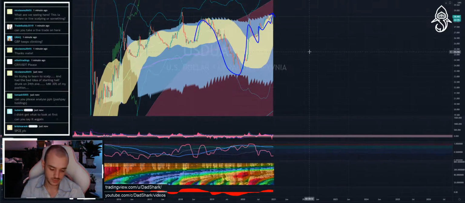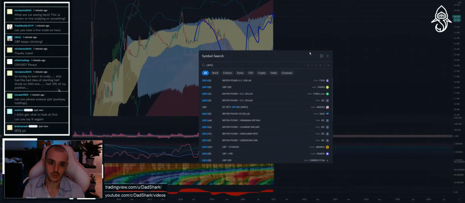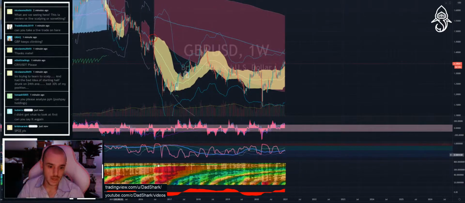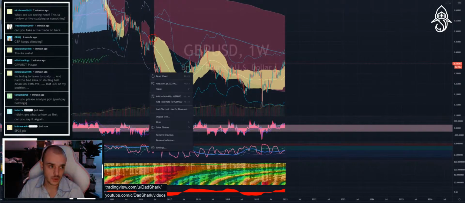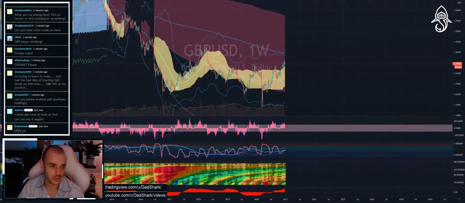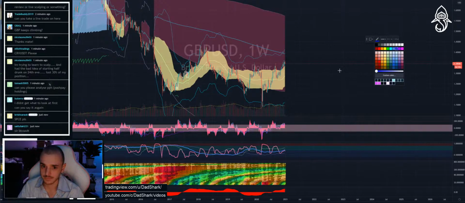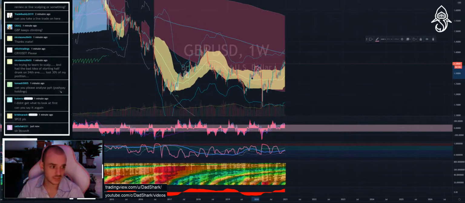Yeah, GBP USD. Okay, we have just finished a state of neutral compression, right? We activated it. Also, I'm going to change the color of this because it was blue since I was using the light theme, but now we're not. So this is now pink. Yeah, that's even worse.